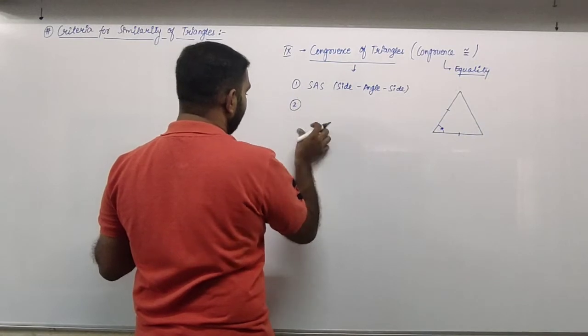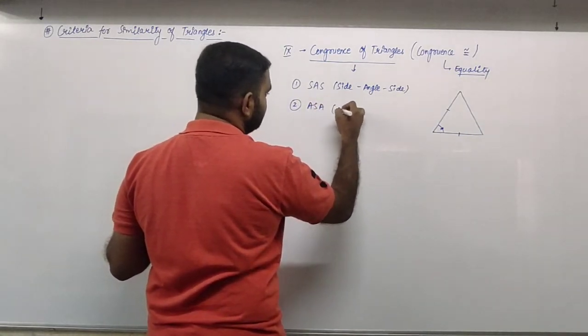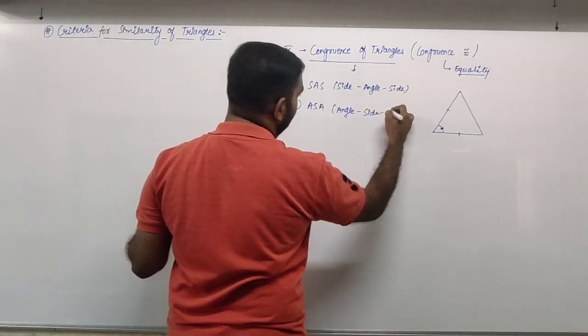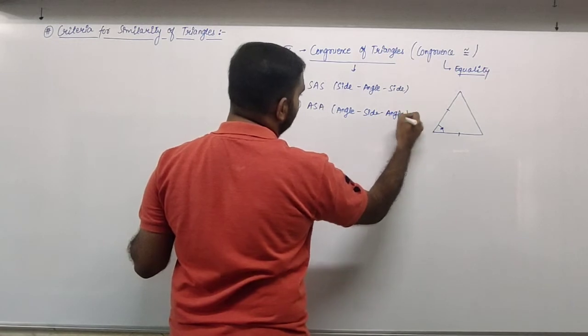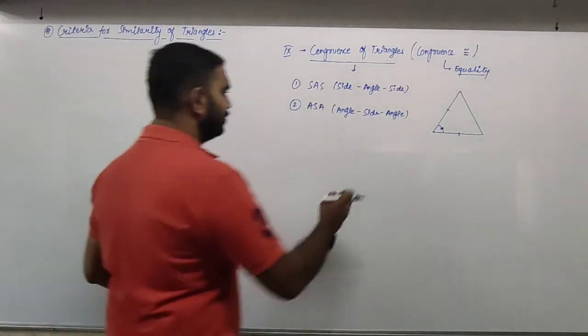The second one we studied was ASA, that is angle, side and again an angle. Angle, side, angle, that is ASA, not DSA.